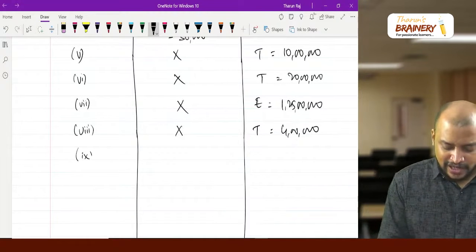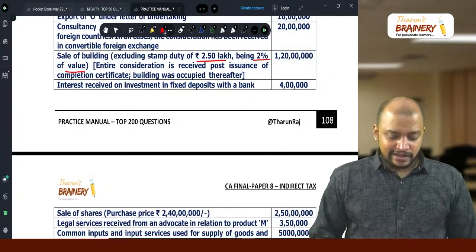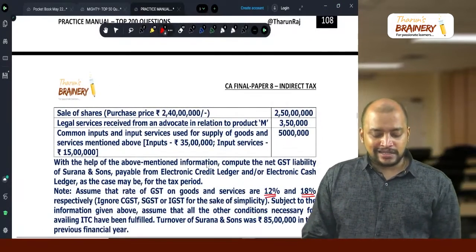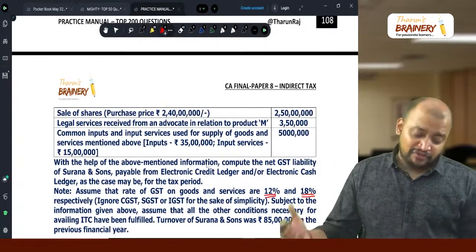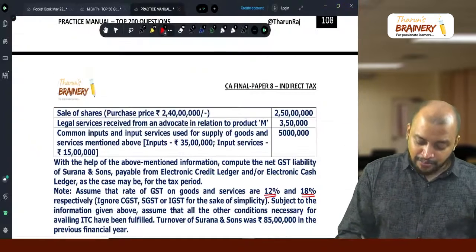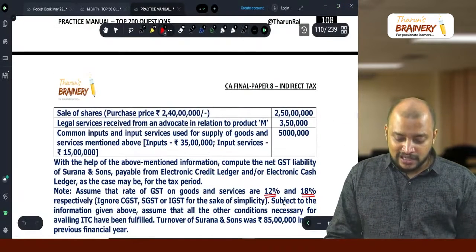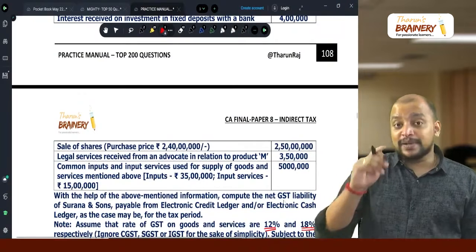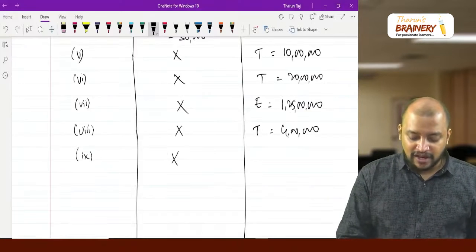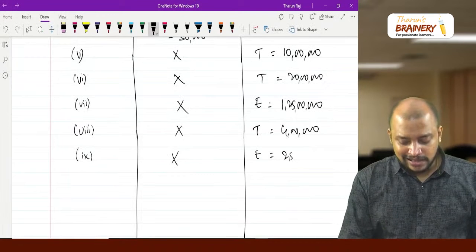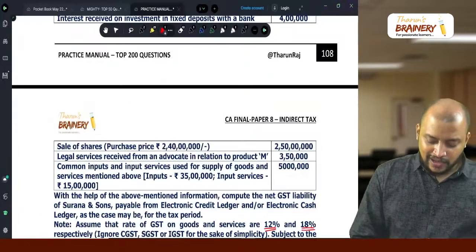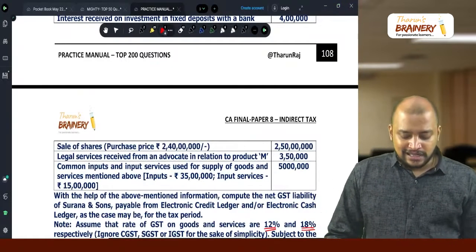Then the 9th point, that is sale of shares, purchase price 2 crore 40 lakhs and sold at 2 crore 50 lakhs. So in case of shares, no need to pay GST, but for the purpose of ITC, it will be treated as exempted. How much? 1% of sale value. 2 crore 50 lakhs into 1%, so 2,50,000 treated as exempted.